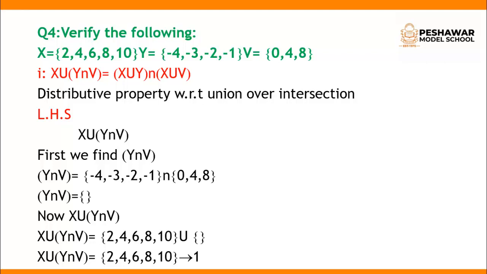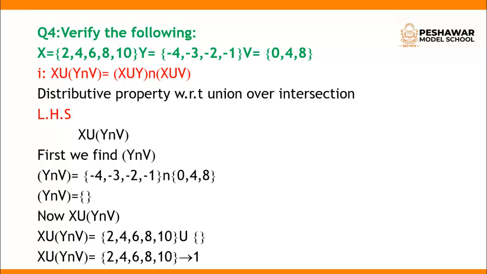First we have to verify the left hand side, X union bracket Y intersection V. In this left hand side first we have to find Y intersection V. Y intersection V means we have to take intersection, and first we put the elements of set Y, that are -4, -3, -2, -1. Intersection, elements of set V are 0, 4 and 8. Intersection means common. There is no element common.